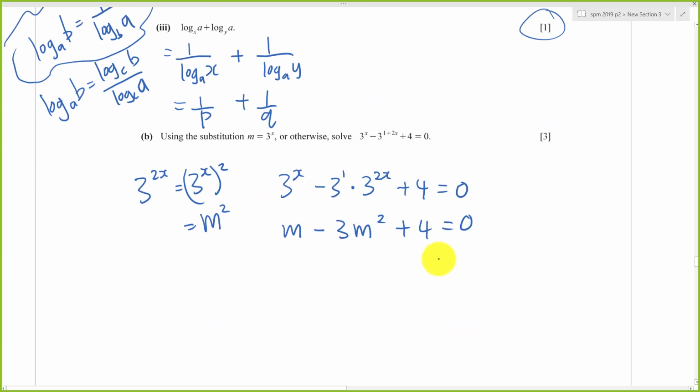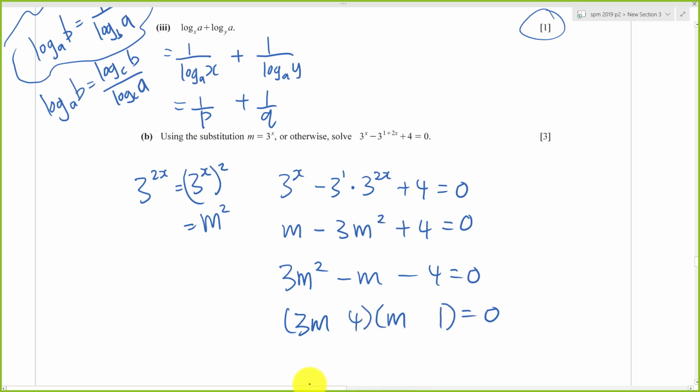So I'm going to move everything to the other side to make the 3m squared become positive. So it will be 3m squared minus m minus 4 equals 0. So I just multiply negative for the whole equation. Then I will factorize it as usual. So this is 3m and m. In order to get a 1 here, I will do 4 and 1 here, and then minus m plus. So my m equals 4 over 3 and my m equals negative 1.